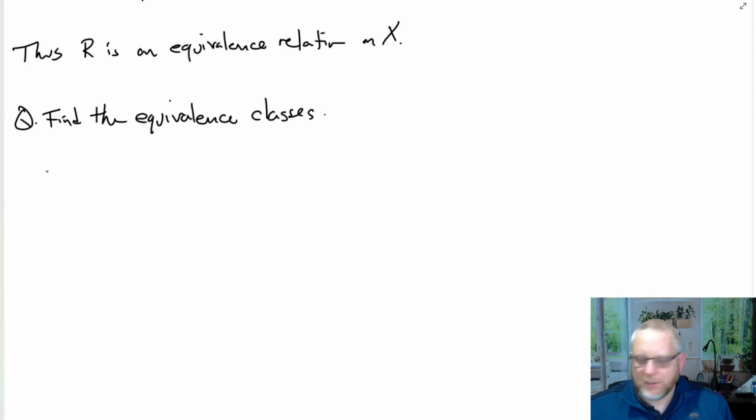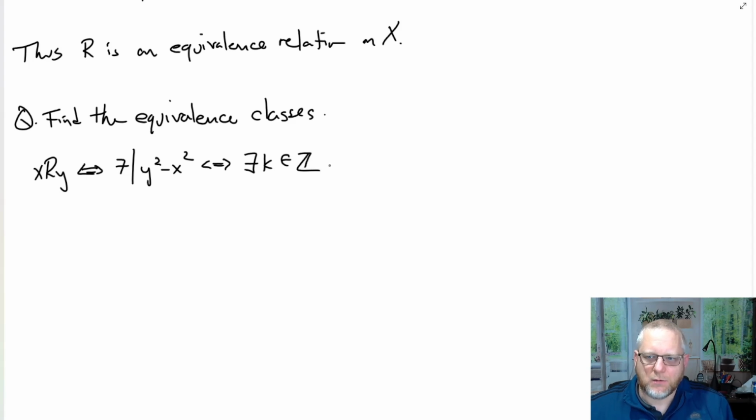All right, well, let's play around with this for a minute. Let's see what we get. If I have x is related to y, that's true if and only if 7 divides y squared minus x squared, which is the same as saying there exists a k in Z such that y squared minus x squared is 7k. But then I've got this y squared minus x squared, which you probably recognize. It's a difference of squares. I can factor that.